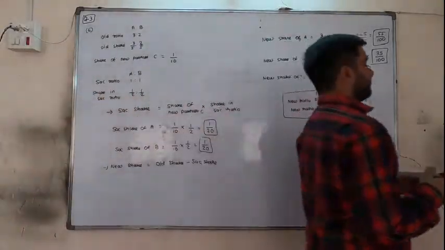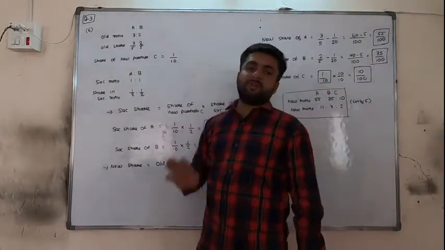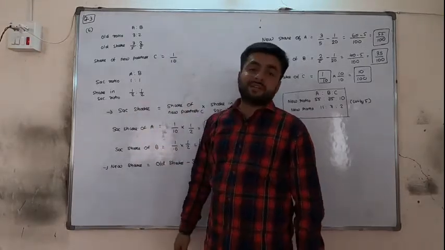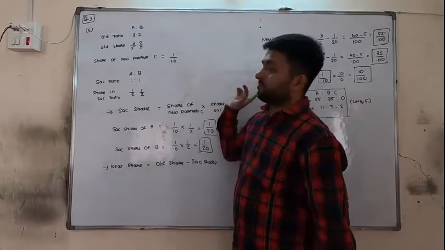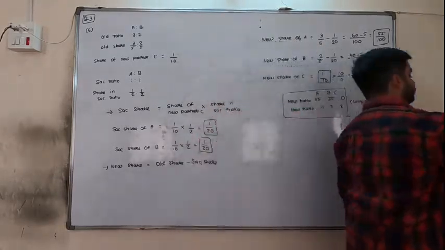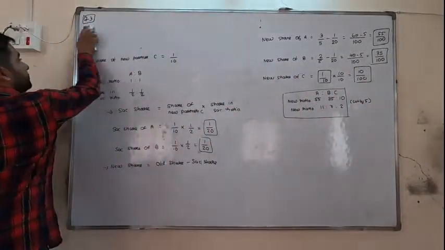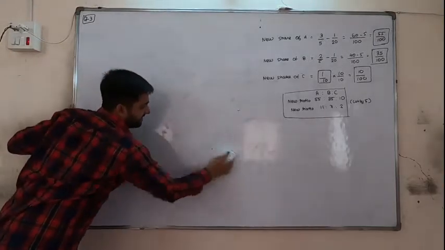One more sum is there for case 4. What you have to remember in short, that old ratio will be given, share of new partner will be given. What we have to do is only the sacrifice ratio is given. We have to obtain first sacrifice share, then new share. Okay? Okay, so now we are going for 7th sum. So friends, we have 8 types of sums and we are in case 4.